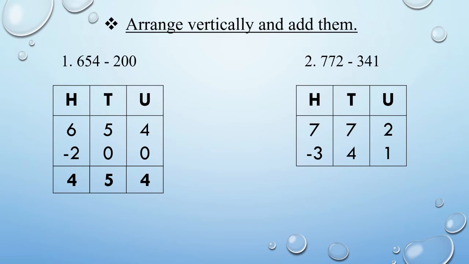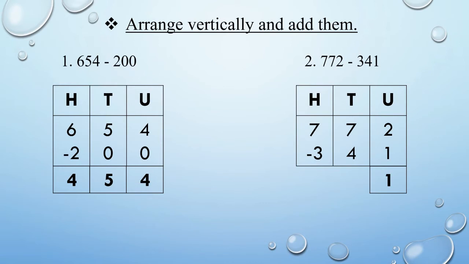772 minus 341. Students, 772 minus 341 means 7 hundreds, 7 tens and 2 units minus 3 hundreds, 4 tens and 1 unit, which means 2 units minus 1 unit is, very good, 1.